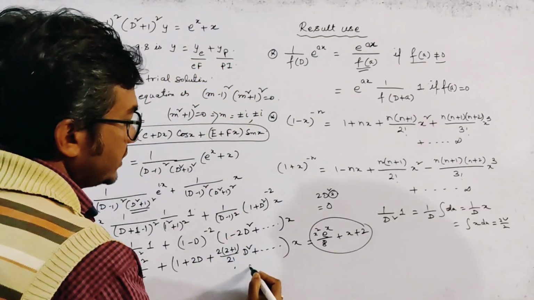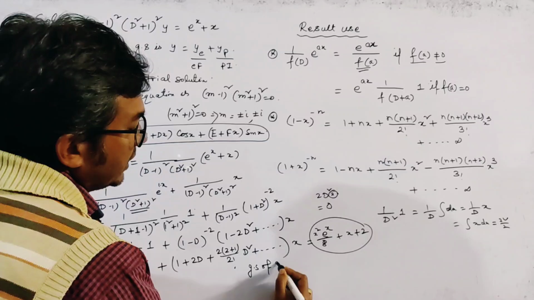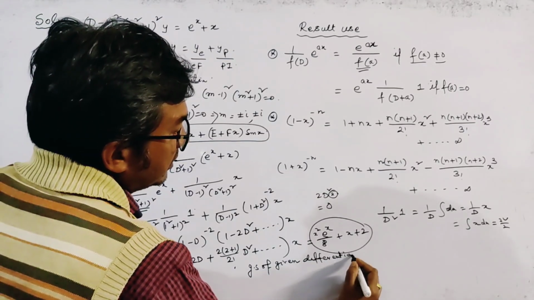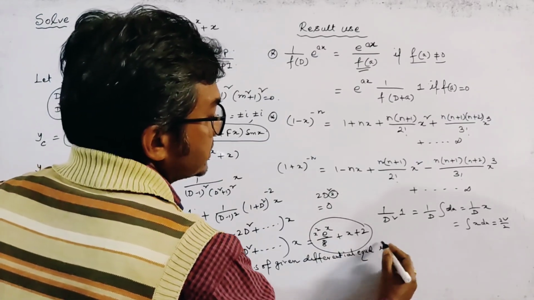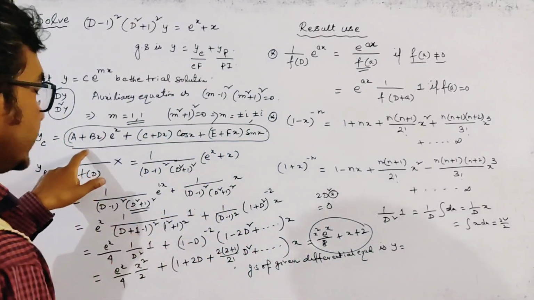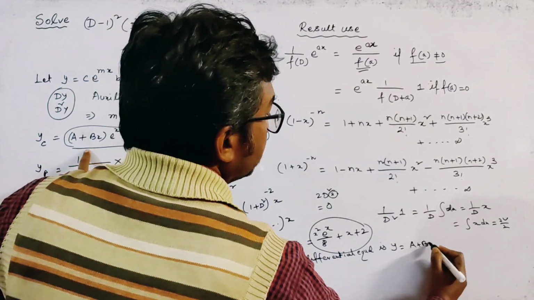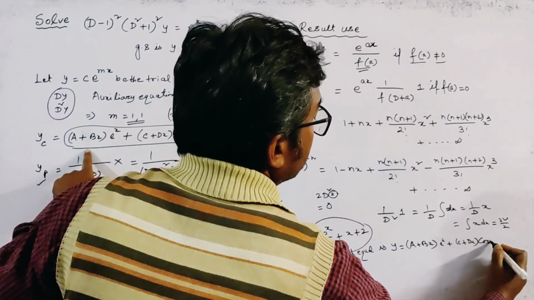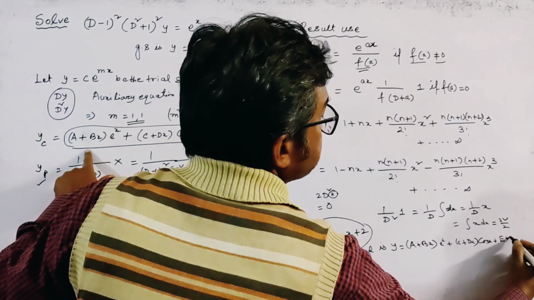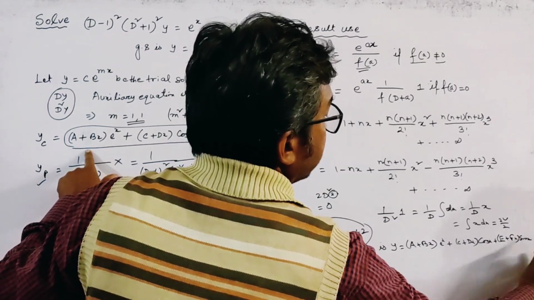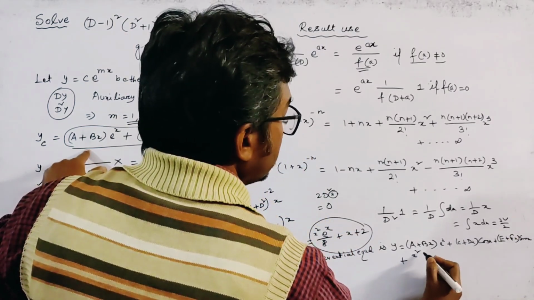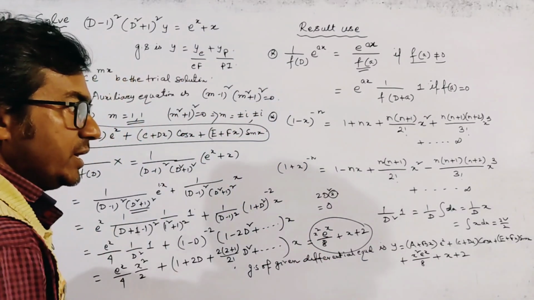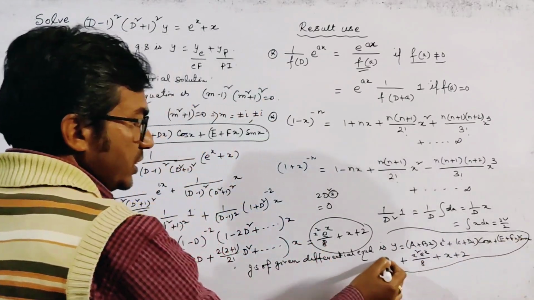So the general solution of the given differential equation is y equal to, we write, a plus bx into e to the power x, c plus dx into cos x plus e plus fx into sin x plus x square e to the power x by 8 plus x plus 2. Okay, and this is the final solution of the problem.